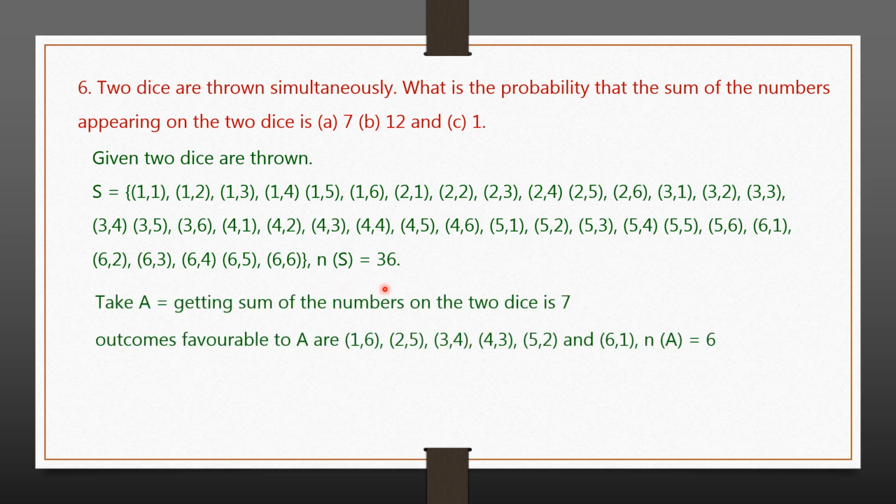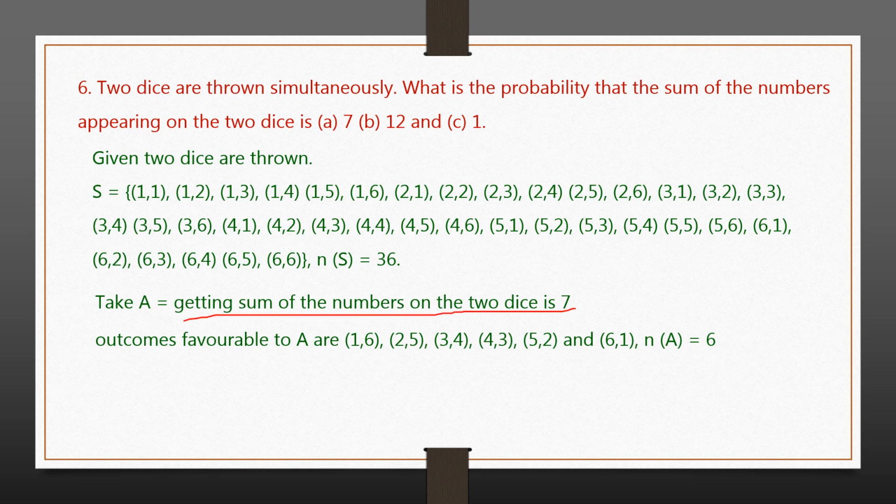Now the first event is getting the sum of the numbers on the two dice as 7. Therefore there are two dice. On every dice we have a number. One means one on the first die and one on the second die. By adding these two numbers we will get a sum. That sum should be 7. Those outcomes whose sum of two numbers is 7 will be in A, will be favorable to A. Let's identify the outcomes favorable to A here. That is getting the sum of numbers on the two dice as 7.